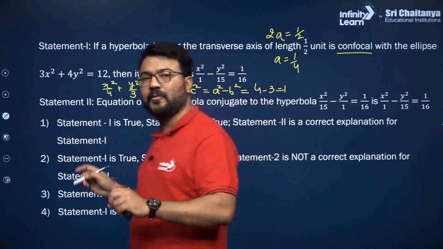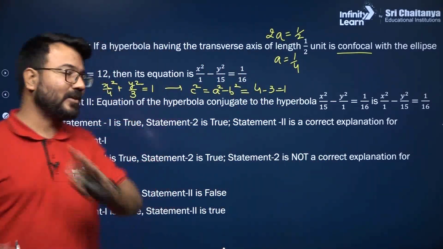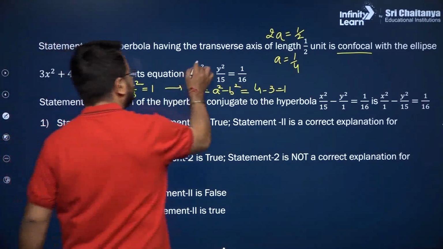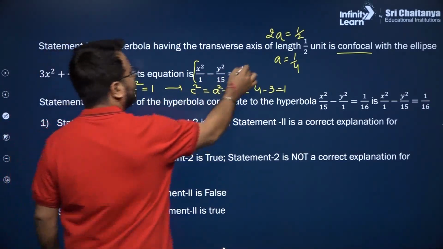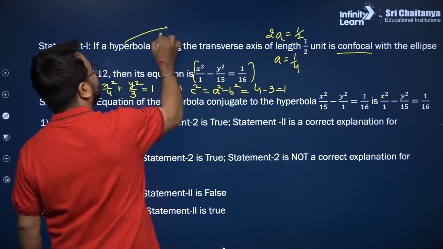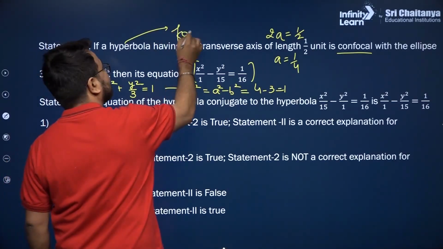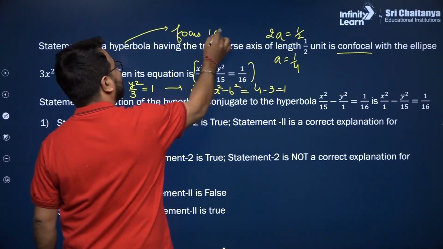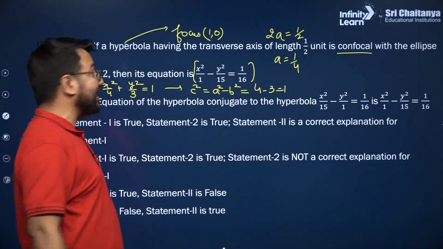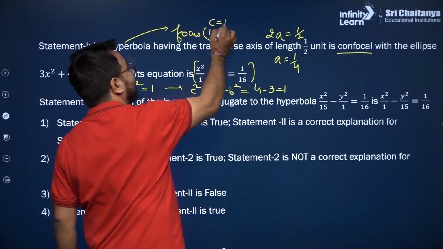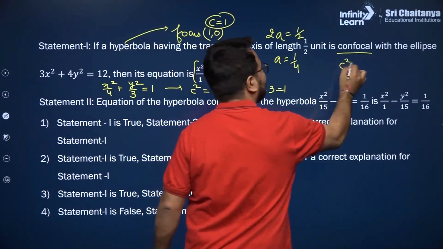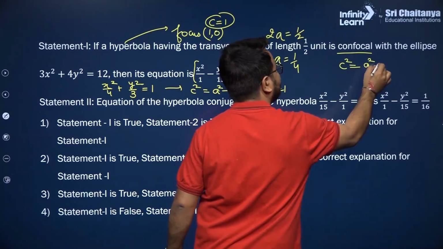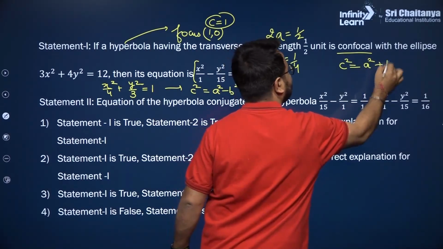That means the coordinates of the focus will be (1, 0) and (-1, 0). Now this particular hyperbola is having the focus at the same points (1, 0) and (-1, 0). That means the value of c in case of the hyperbola is 1. And in case of a hyperbola, the formula is c square equals a square plus b square.